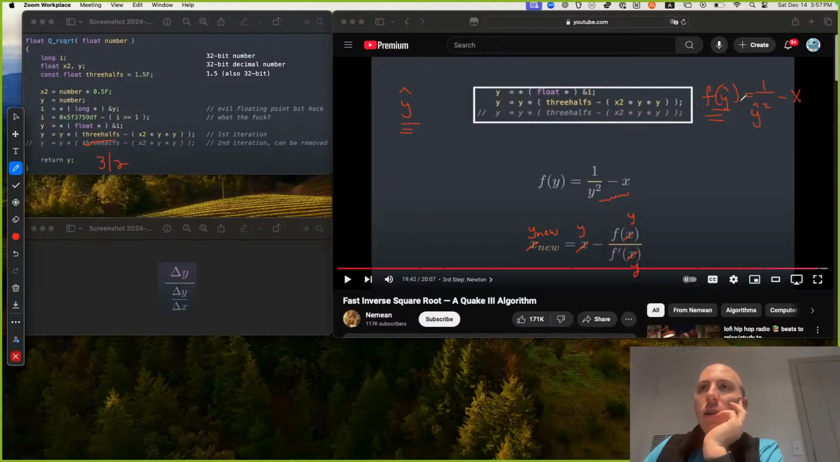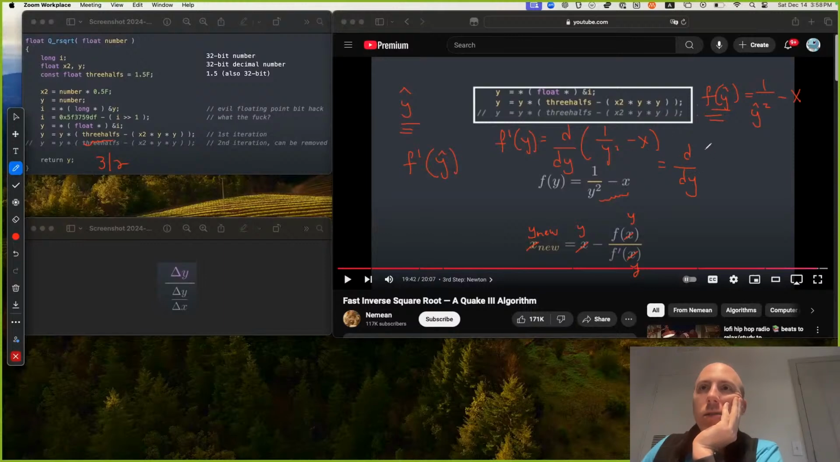So we have y hat, and we can calculate f of y hat, but we also need to calculate f prime of y hat. So what's f prime of y? That's equal to the derivative with respect to y of 1 over y squared minus x. And so that's just equal to the derivative with respect to y.